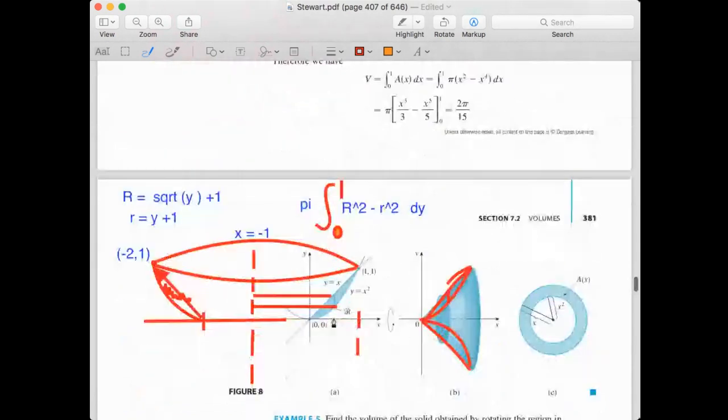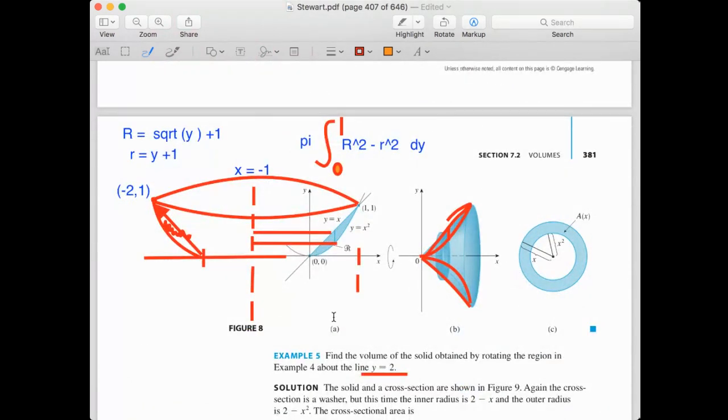Okay, any questions? So that's why drawing a picture is important. Try to draw the picture. Try to draw the region. When we reflect it over a line, try to come up with a picture like this. Then it'll be easy to figure out the outside, the big R, and the small r.